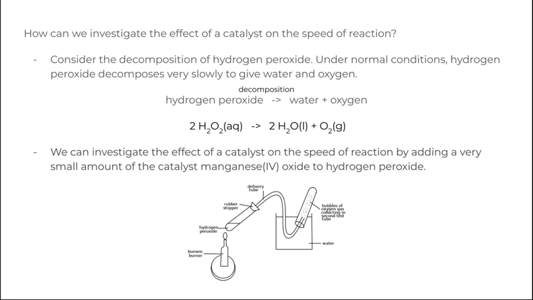The aim of this investigation is to investigate the effect of a catalyst on the speed of reaction. The procedure is as follows. Prepare 2 test tubes containing 10 cm³ of hydrogen peroxide. Label the test tubes A and B. Add half a spatula of manganese dioxide to the solution in test tube B. Next, place a glowing splint at the mouth of each test tube and record the observations.